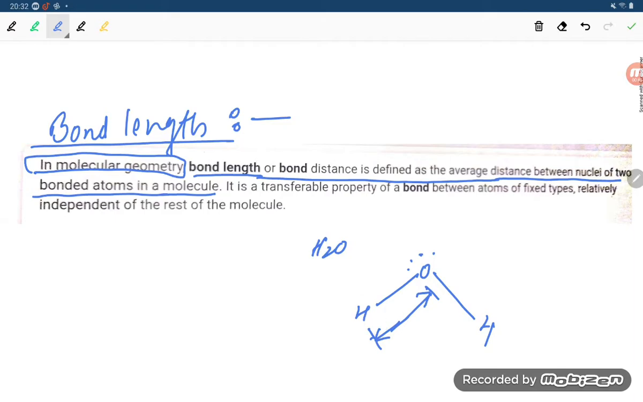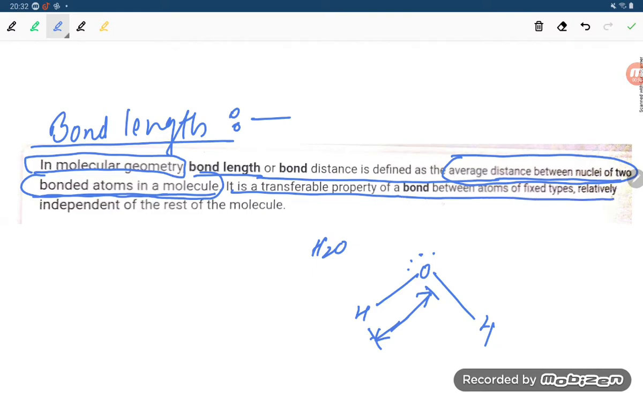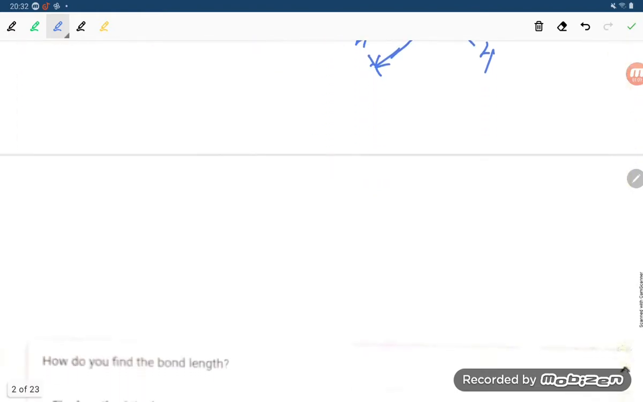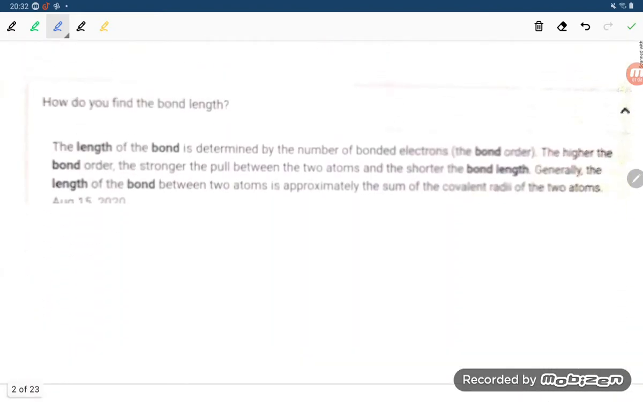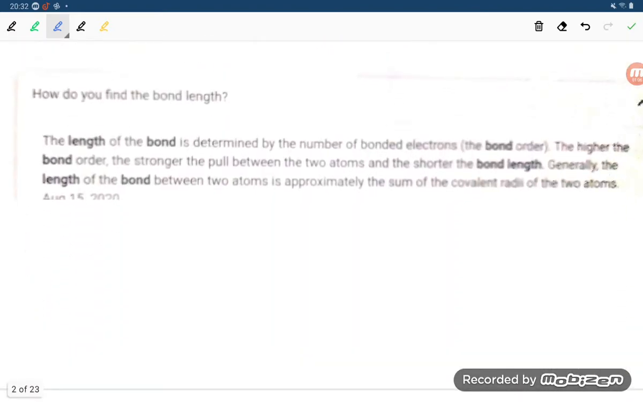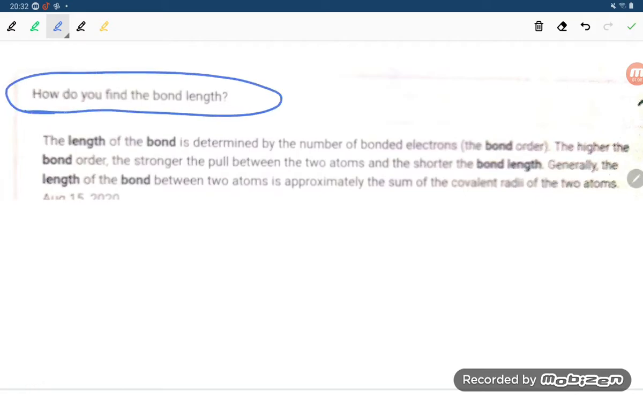Again, read out, students: bond length or bond distance is defined as the average distance between nuclei of two bonded atoms in a molecule. It is a transferable property of a bond between atoms of fixed type, relatively independent of the rest of the molecule. Let us go to another slide, students, for better understanding. How do you find the bond length?